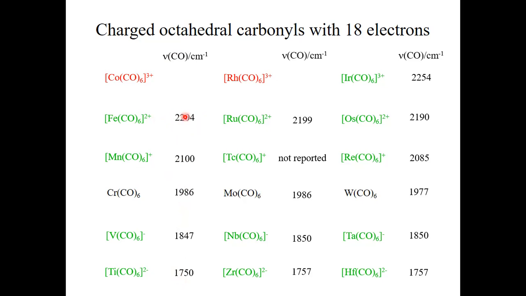So here from 2204 to 2100 to 1986 to 1847 to 1750. So this is experimental evidence that the metal-carbon bond order really increases as we go here from cobalt to titanium, and this explains the increased stability of the carbonyls as we go to the left of the periodic table.